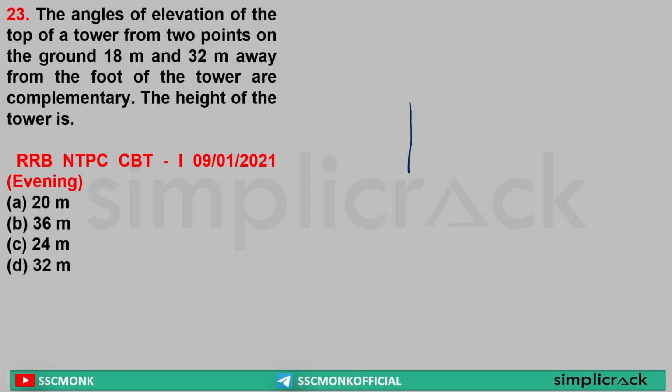And understand this. When the distance is shorter, the angle of elevation is higher. So let's say 18 meter here, and the total distance 32 meter is over here. So if this is equal to theta, this will be 90 degree minus theta. Clear? Yes or no? Yes. Sir, this much is 18. This total is equal to 32.